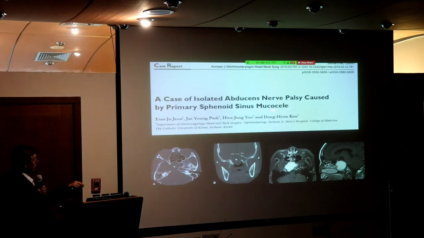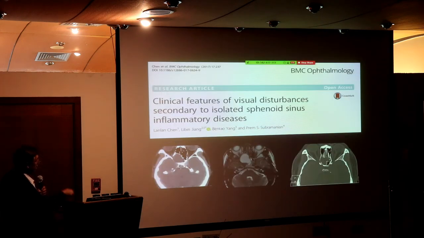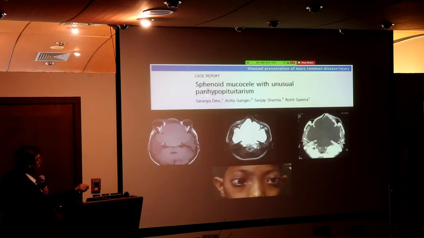Case of isolated abducent nerve palsy caused by sphenoid sinus mucocele. Sphenoid mucocele presenting with oculomotor nerve palsy and affecting the functions of the trigeminal nerve. Visual disturbances secondary to isolated sphenoid sinus disease. Sphenoid mucocele with unusual pan-hypopituitarism. Would you imagine this as a mucocele? And the patient has, in addition to the cranial nerve palsy, pan-hypopituitarism.